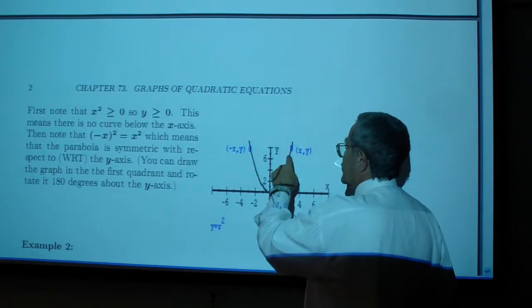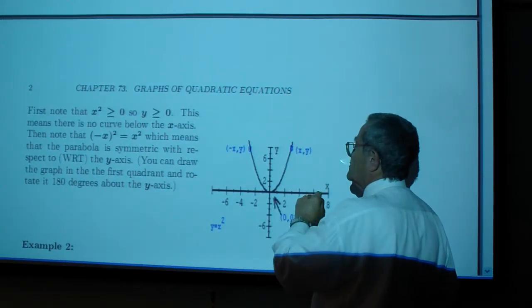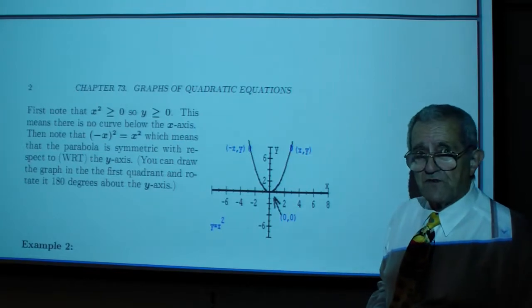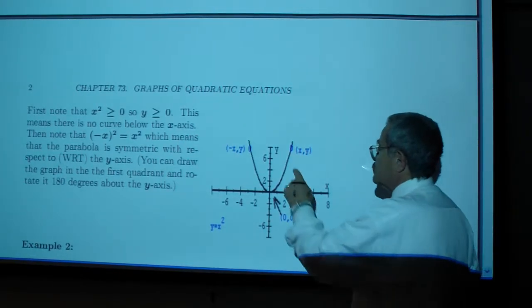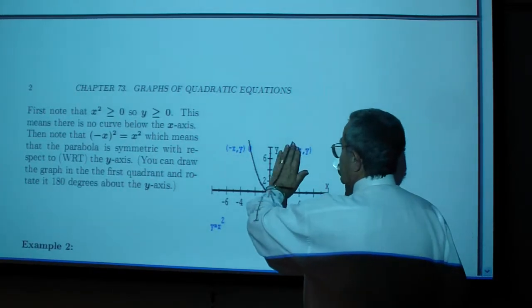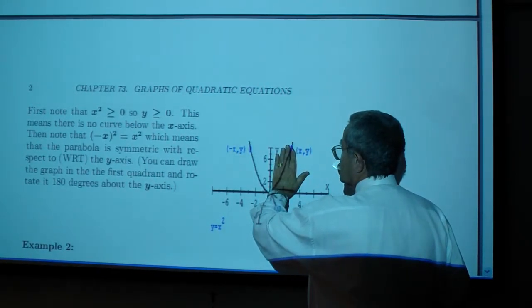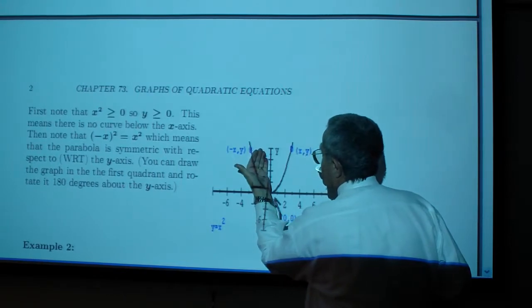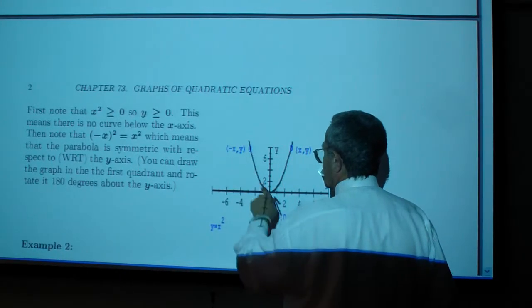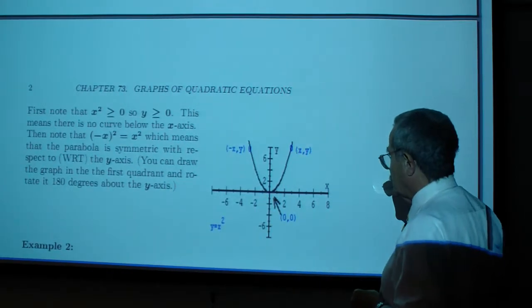You can replace x by negative x, and y will be the same. Negative x quantity squared is the same as positive x quantity squared. So you have symmetry with respect to the y-axis, which means you can take the curve in the first quadrant, rotate it 180 degrees about the y-axis, and your curve will coincide with what the graph should be.